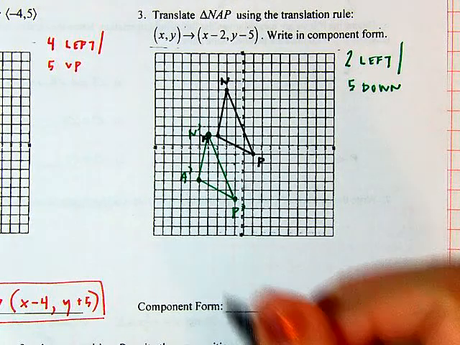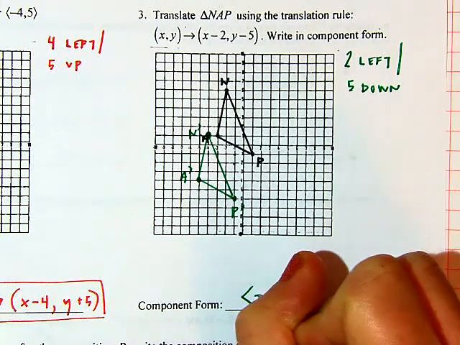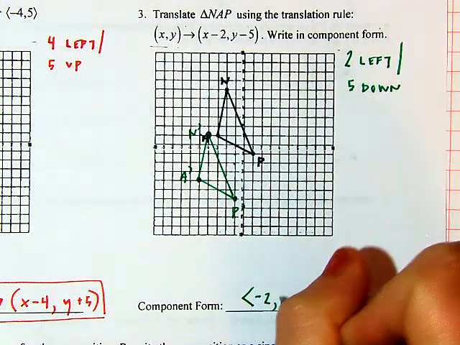All right, component form. So here are my pointy brackets. 2 left would be negative 2. 5 down would be negative 5.